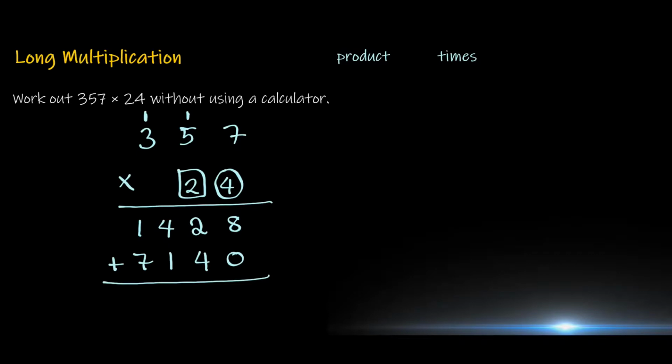8 add 0 is 8. 2 add 4 is 6. 4 add 1 is 5. And then 1 add 7 is 8. So my final answer is 8,568. So this is how to do long multiplications.